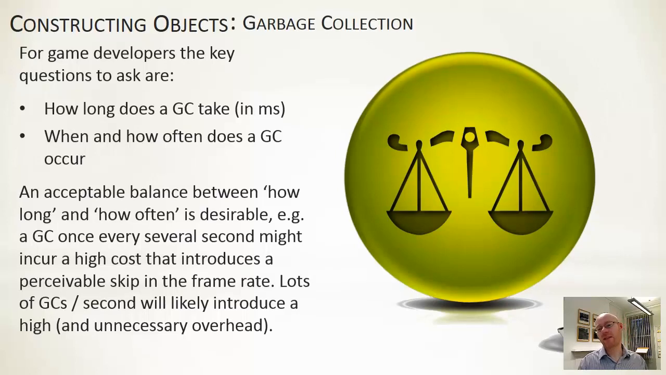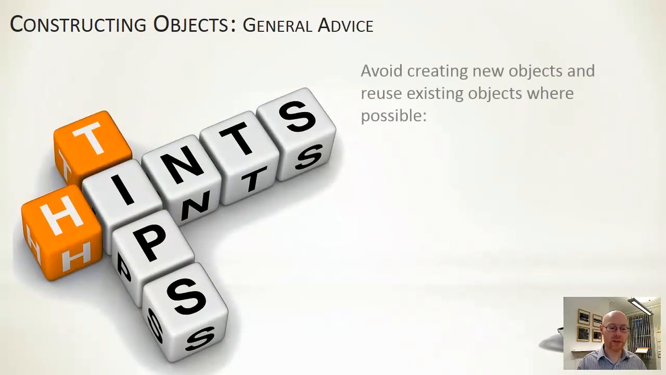General advice, and this refers to objects, concerns limiting the load on the garbage collector. The advice is very simple. Don't create new objects unless you really, really need to. So avoid creating objects. If you do need to create them, think about whether you can reuse some existing object. Does it really have to be an entirely new object?